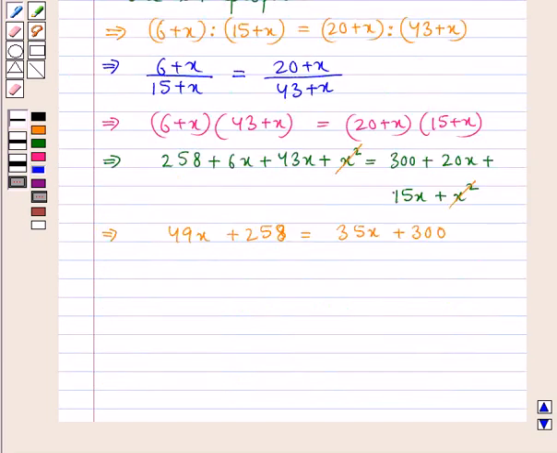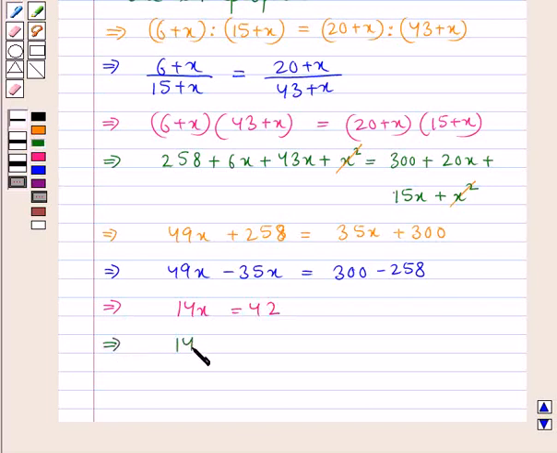Now we keep the terms containing the variable x on the left hand side and the constant terms on the right hand side. So we get 49x minus 35x is equal to 300 minus 258, which means we have 14x is equal to 42. To get the value of x, we divide both sides by 14. So we have 14x upon 14 is equal to 42 upon 14. Here 14 cancels with 14 and 14 3 times is 42. So therefore, we get the value of x as 3.